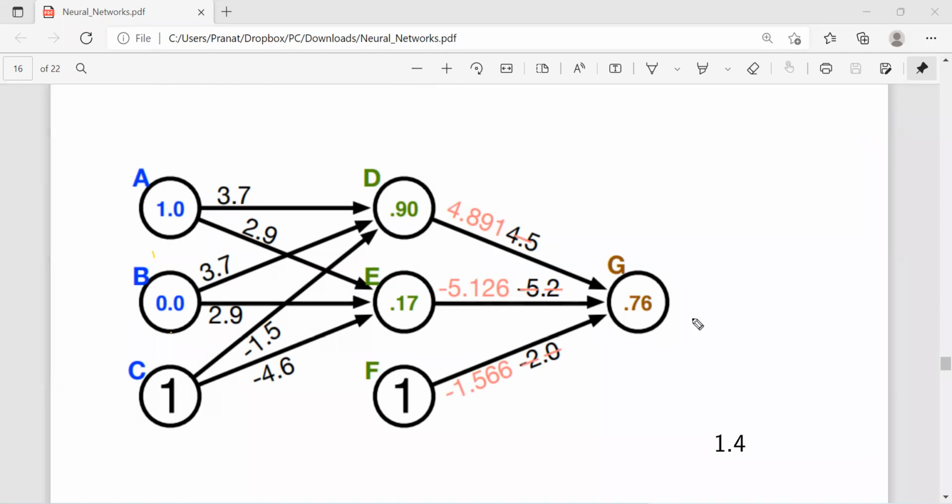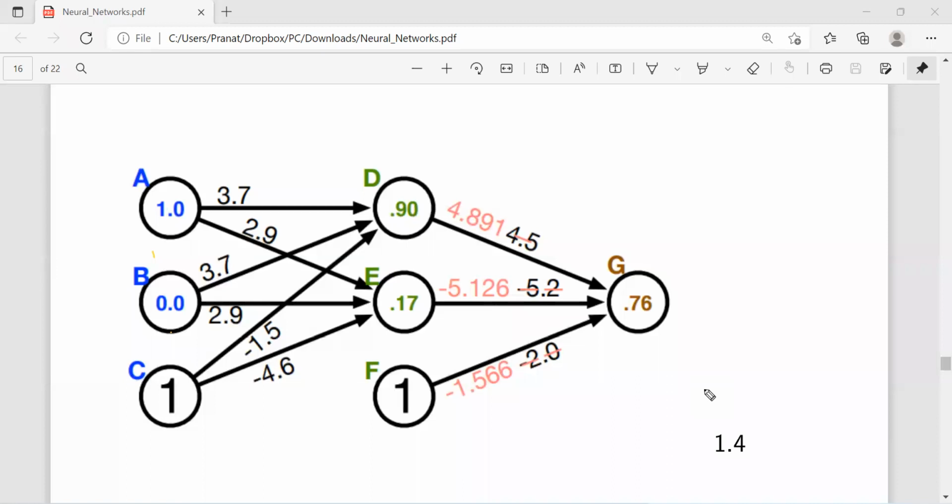Our original weight was 4.5. Subtract 4.38 and we'll get 4.891. This is our new weight. So we have updated the weight of this. We calculate the error of the weight, and then we subtract it from our original weight to get our new weight, and we do that for each neuron.